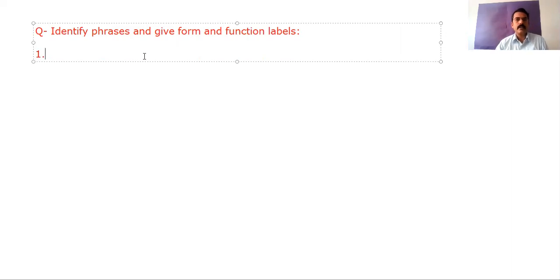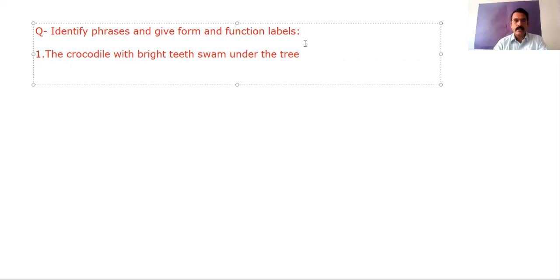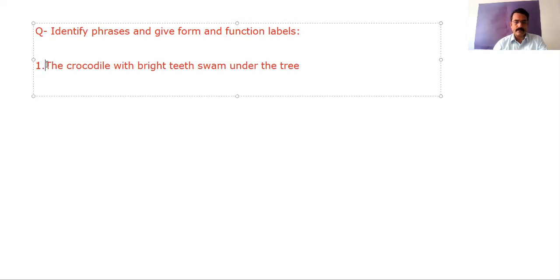And as we have already seen, we will analyze all the phrases that are there in the sentence. The first sentence is, the crocodile with bright teeth swam under the tree. Right. So this is the sentence that we are going to analyze by identifying the phrases.